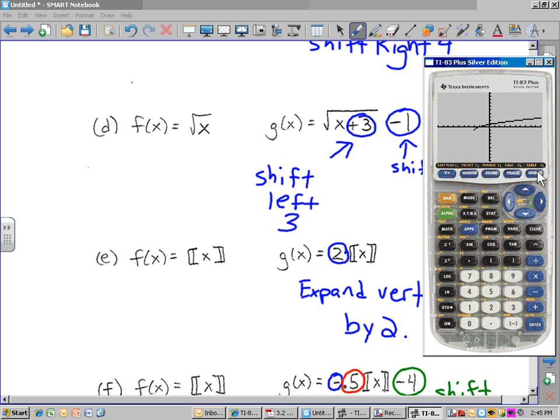All right. Again, I can calculate the value at -3 to prove that it's starting at (-3, -1).